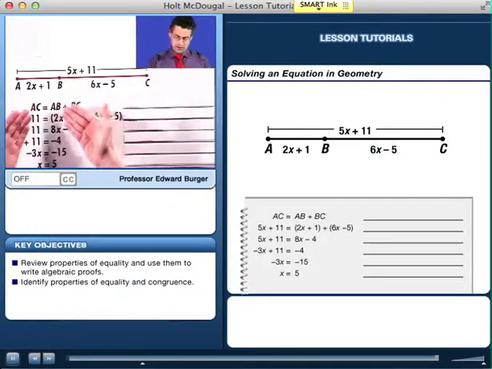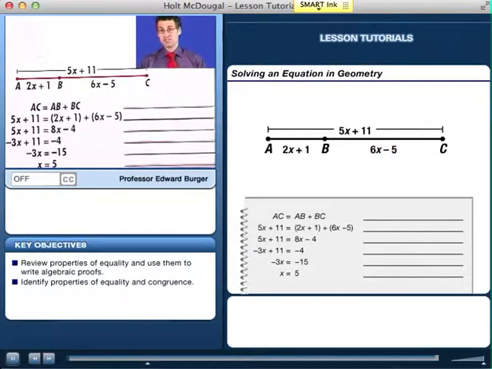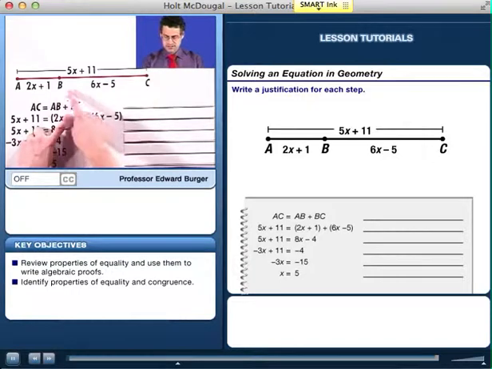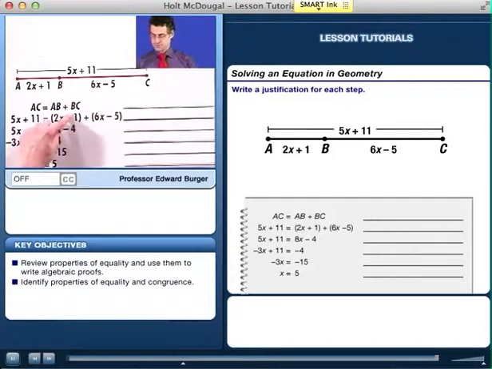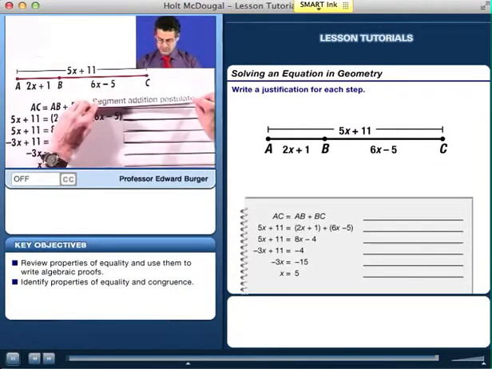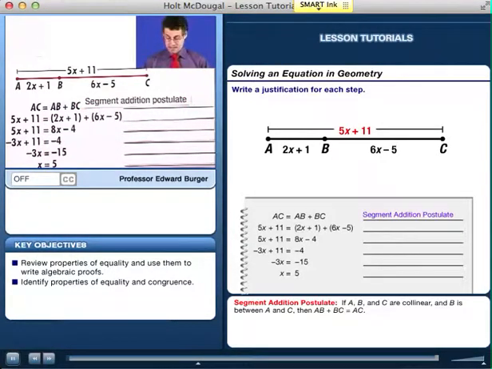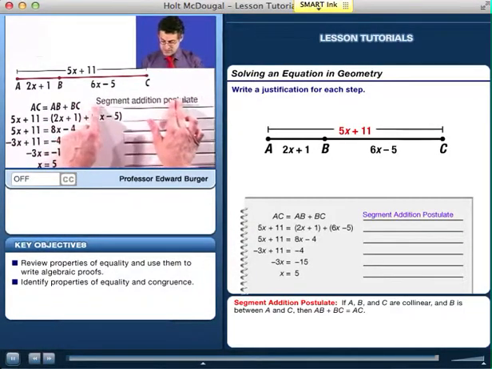And so someone's already done all the algebra for us, and I want us to give the rationale for the algebraic proof. So let's take a look at the first step. The first step, this person notices, is that the length of AC is equal to the length of AB plus the length of BC. And what's the reason for that? What's the rationale for that? Well, that's right. You guessed it. It's the segment addition postulate. The segment addition postulate is that reason. So we'll slide that over.